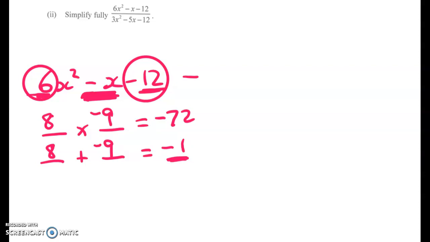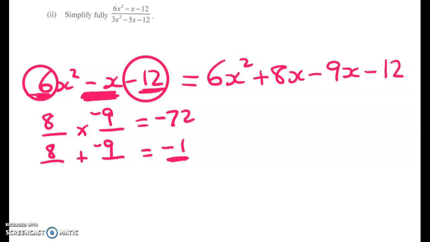So what have I got now? Well, I can break up the 6x squared, which stays like that. I can break up the negative x into plus 8x and take away 9x, minus 12. And then I'm going to use what we call two-stage factorising to keep going from there.